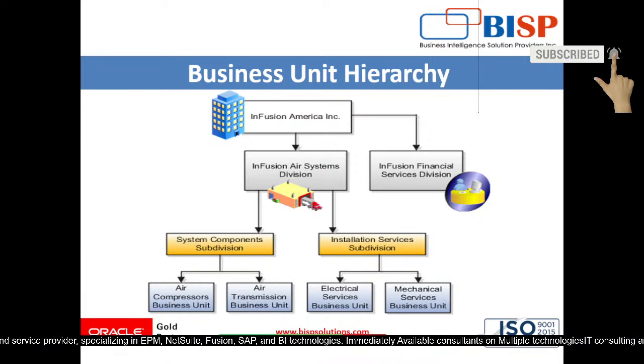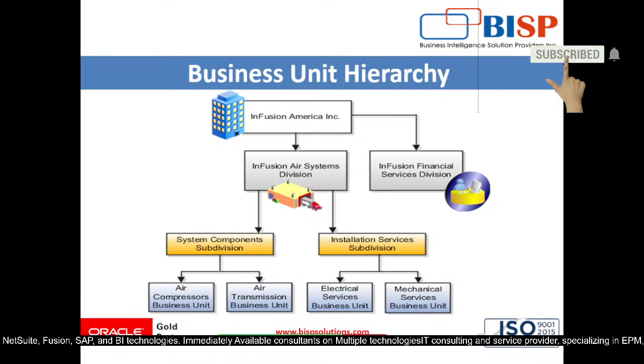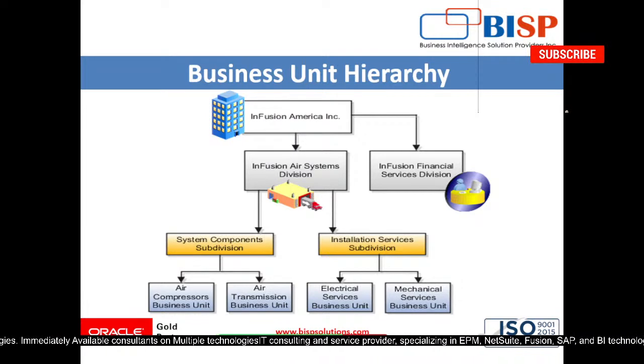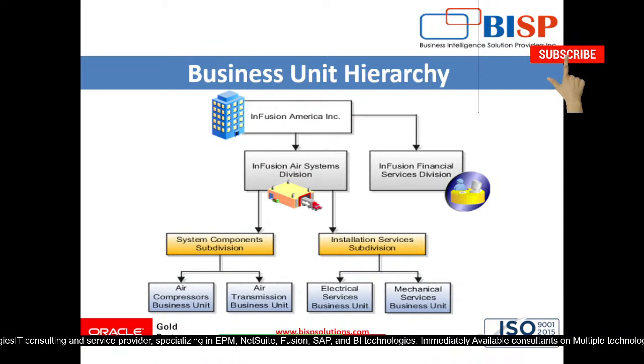We have the business hierarchy. You can see on the slide, we have the Infusion America company, which provides an air quality monitoring system. And under this American company, we have two divisions. First is the Infusion Air System Division, and second is the Financial Service Division. And the division is divided into subdivisions. First is system, and second is installation. And both subdivisions have different sub units, business units.